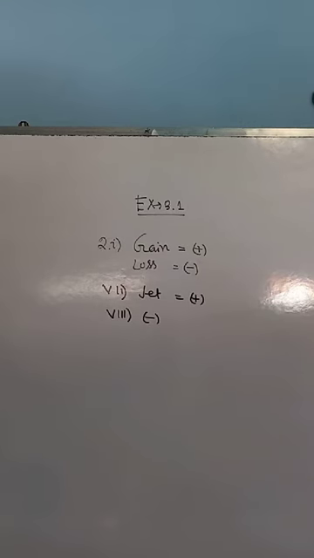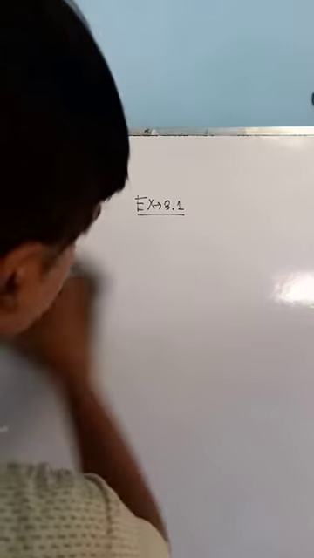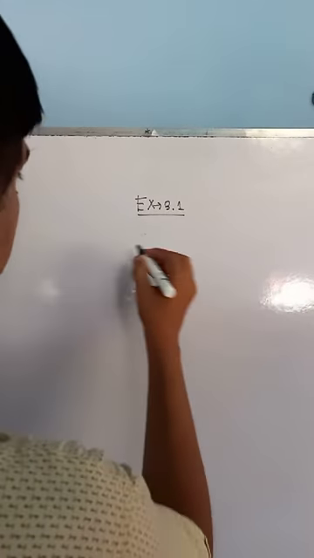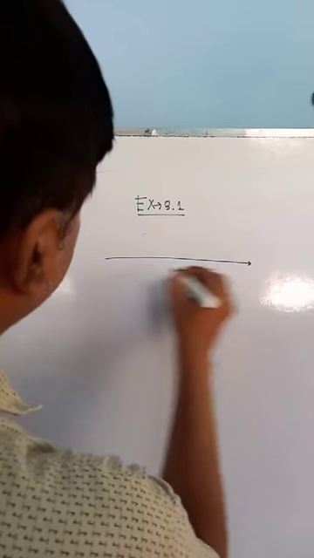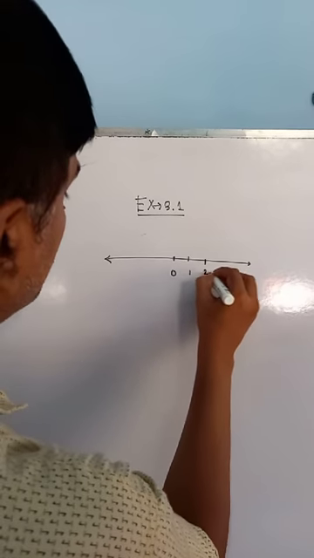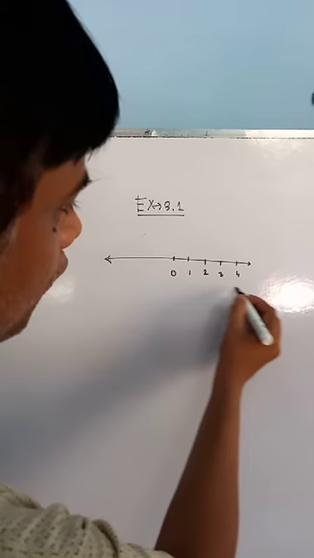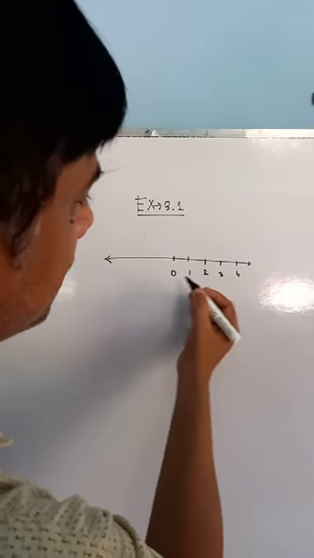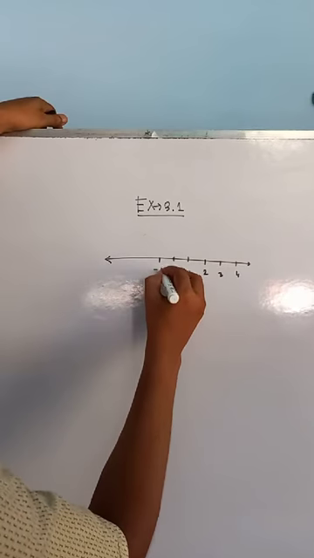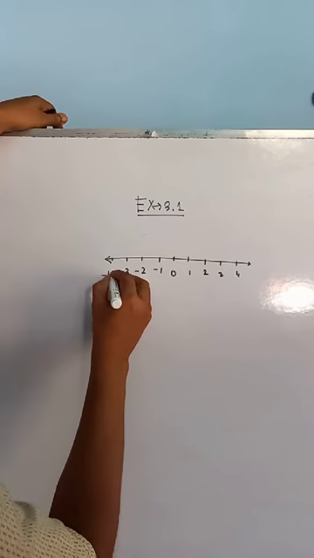Next, very important: in each of the following pairs, which number is to the right of the other on the number line? So you have some basic idea about the number line. First, what is the number line? This is the number line. Suppose I write 0, 1, 2, 3, 4. In this way, whenever I go to the plus values, it becomes bigger. And this is minus 1, minus 2, minus 3, minus 4, in this way.